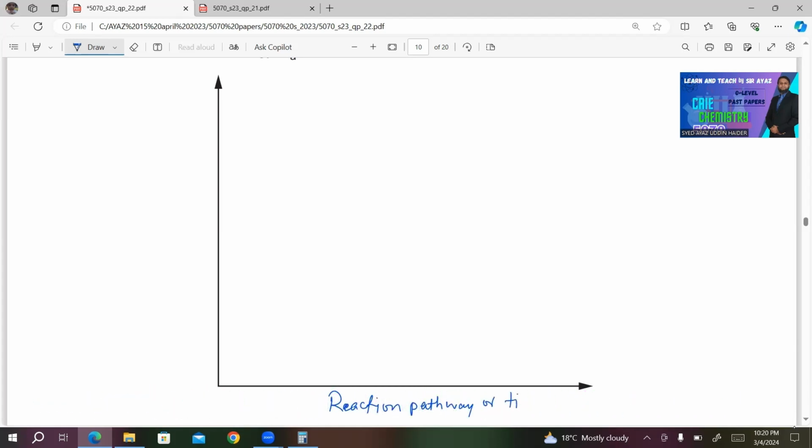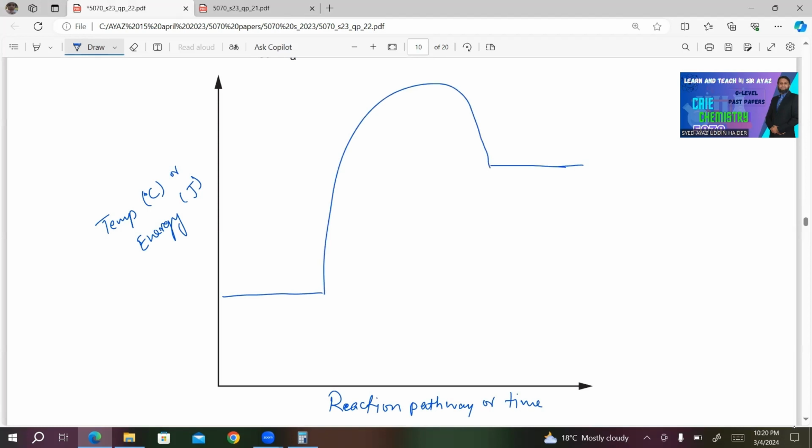Or time. On the y-axis you have temperature in centigrade, or energy in joules. Fine, so the product will be at a high energy state. So if this is the reactant, this must be the product. Now I'm going to draw the energy hump between these two. This is the energy hump.